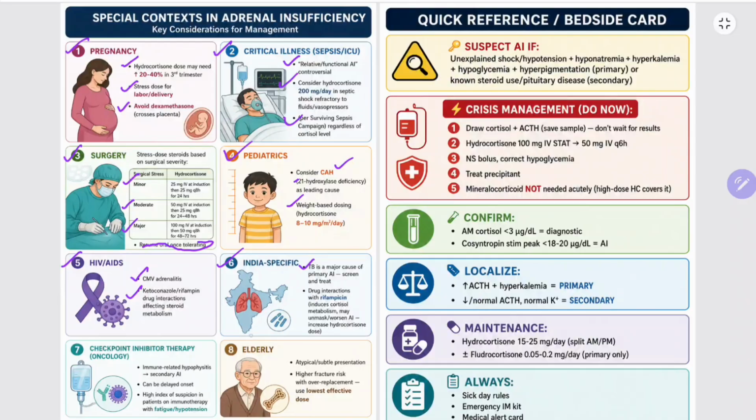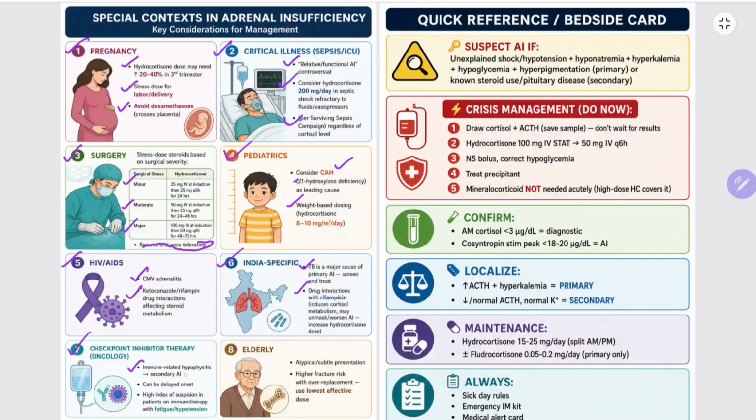TB is a major cause of primary AI. Screen and treat. Regarding drug interactions, rifampicin induces cortisol metabolism and may unmask or worsen AI. Increase the hydrocortisone dose in patients treated with anti-tuberculosis drugs that include rifampicin, because rifampicin accelerates the metabolism of cortisol.